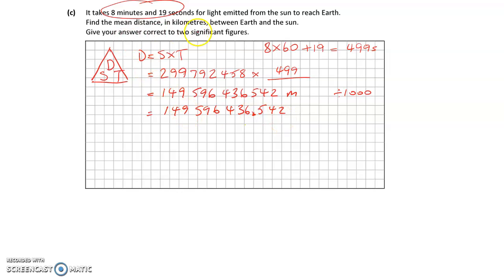Now it asks me for it to be two significant figures. So the first significant figure is the 1. The next significant figure is the 4. I always look at the next digit. The first one I'm not going to use. Here it's 9, so I have to round it up. So I get 150,000,000. So it's 150 million kilometers. And as I said to you, that was worth 10 marks.